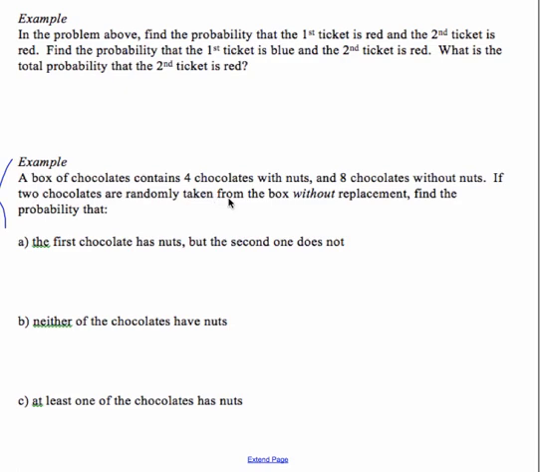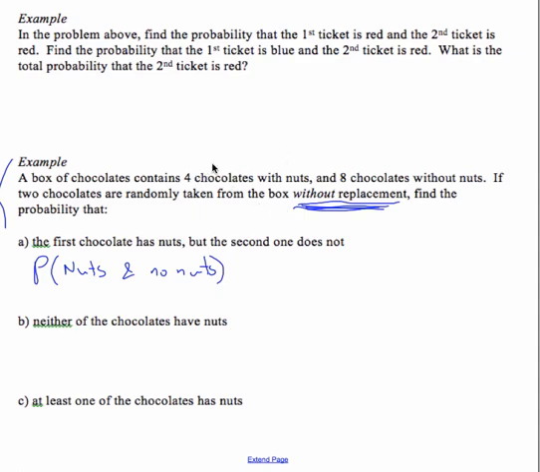A box of chocolates contains 4 chocolates with nuts and 8 chocolates without nuts. If 2 chocolates are randomly taken from the box without replacement, don't put them back. What's the probability that the first chocolate has nuts and the second one does not? So that's an important word there that tells you that this is going to be dependent because we don't replace them. So what's happening here is we're getting the probability that the first one has nuts and the second one no nuts.